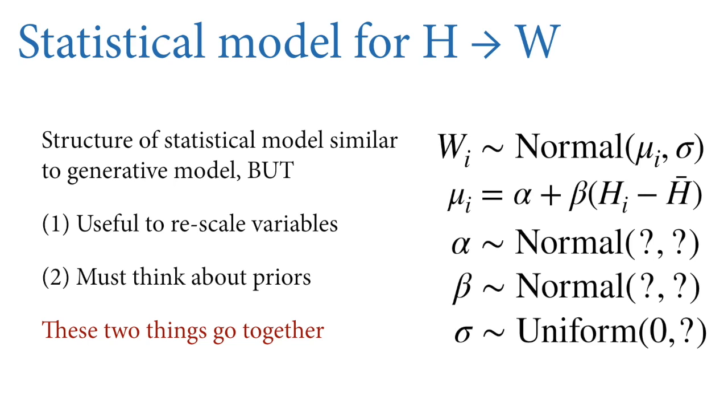And then second, of course, we have to think about the priors. We always must think about priors. That means we're going to simulate from the prior distribution to see if the prior distribution makes sense scientifically, given our assumptions about the generative process we're trying to learn about. And these two things obviously go together in a very tight way.